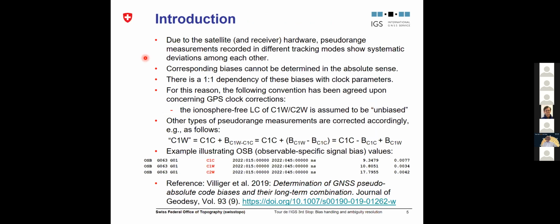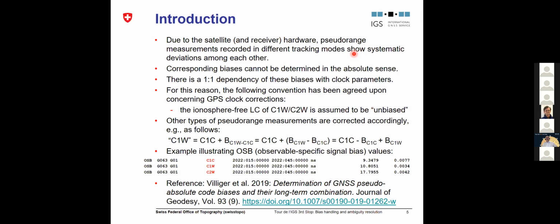Now, why do we have this kind of biases? Due to satellite and receiver hardware, pseudo-range measurements recorded in different tracking modes show systematic deviations. These biases cannot be determined in the absolute sense. And also very important, there is a one-to-one dependency of these biases with clock parameters. And exactly for this reason, the following convention has been agreed upon concerning GPS clock corrections.